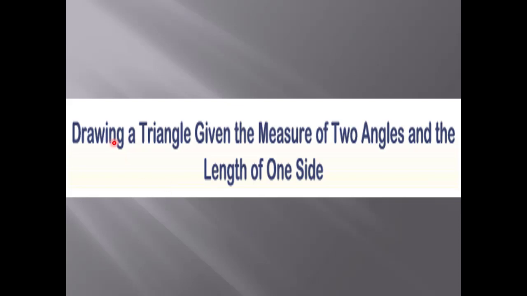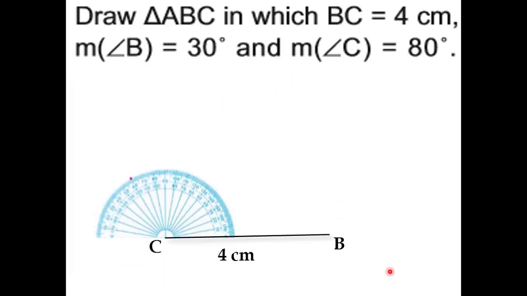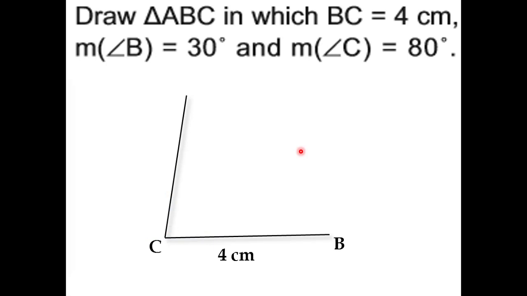How to draw a triangle if you have the measure of two angles and the side length? For example, we have a triangle ABC. BC is 4 centimeters, so the first step, I draw a line segment BC of 4 centimeters. This is BC and 4 centimeters. Then measure of angle B 30. So I'll put the center of the protractor at B, or we can start with C 80 and measure 80 degrees. So this is the angle C, which is 80 degrees.